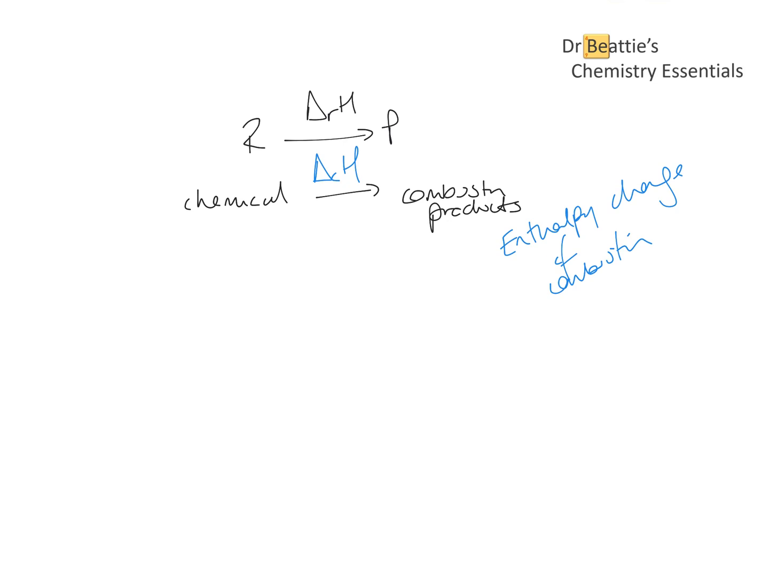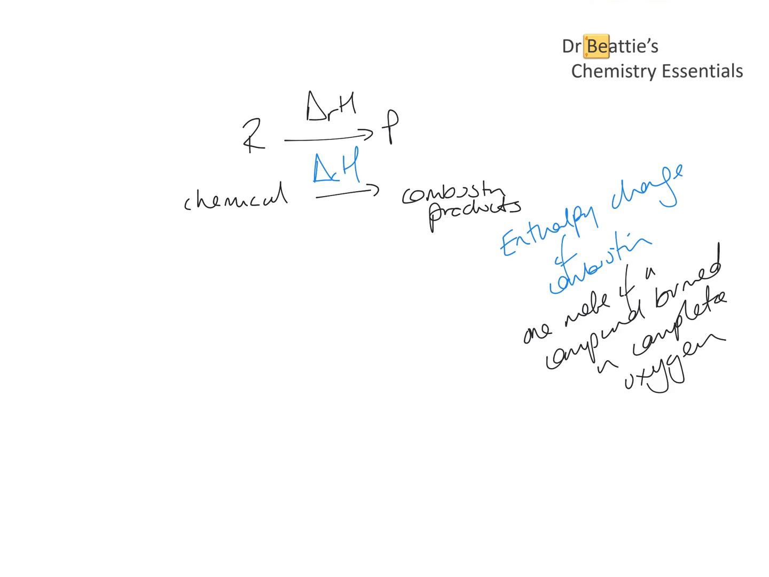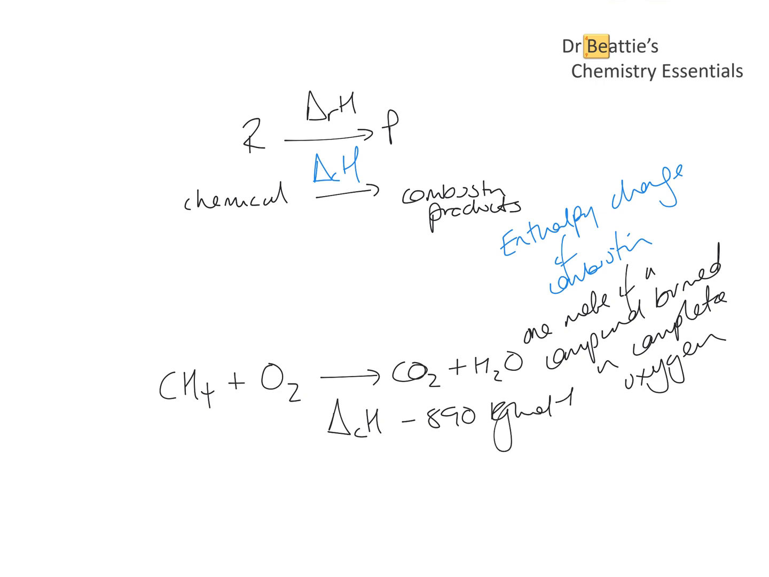This is defined as when 1 mole of a compound is burned completely in oxygen, so under complete combustion conditions, under standard conditions and with standard states. An example of this might be methane, CH4, that when reacting with oxygen, then we form carbon dioxide and water. And so this has a delta cH of minus 890 kilojoules per mole. It's really worth noting that delta cH, enthalpy changes of combustion, are always negative.